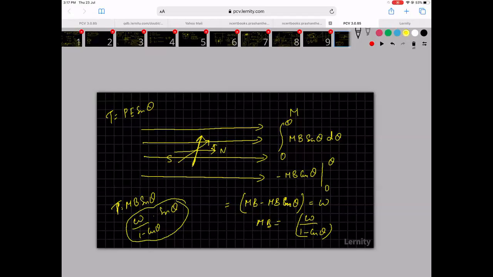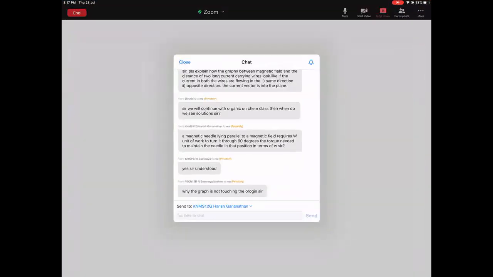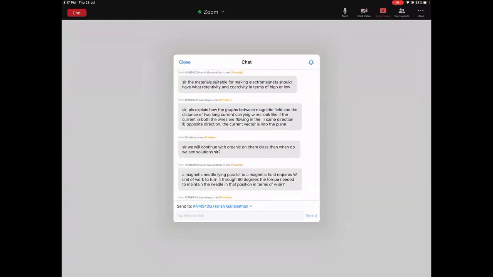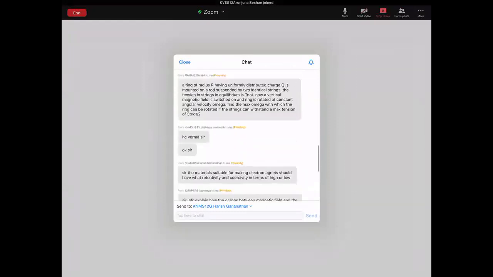We will learn this in the next chapter. Yeah, Soumya, I hope you understand why it is not touching. Graph between, I have explained this graph. The materials suitable for making an electromagnet should have, no, now it's too early to ask.